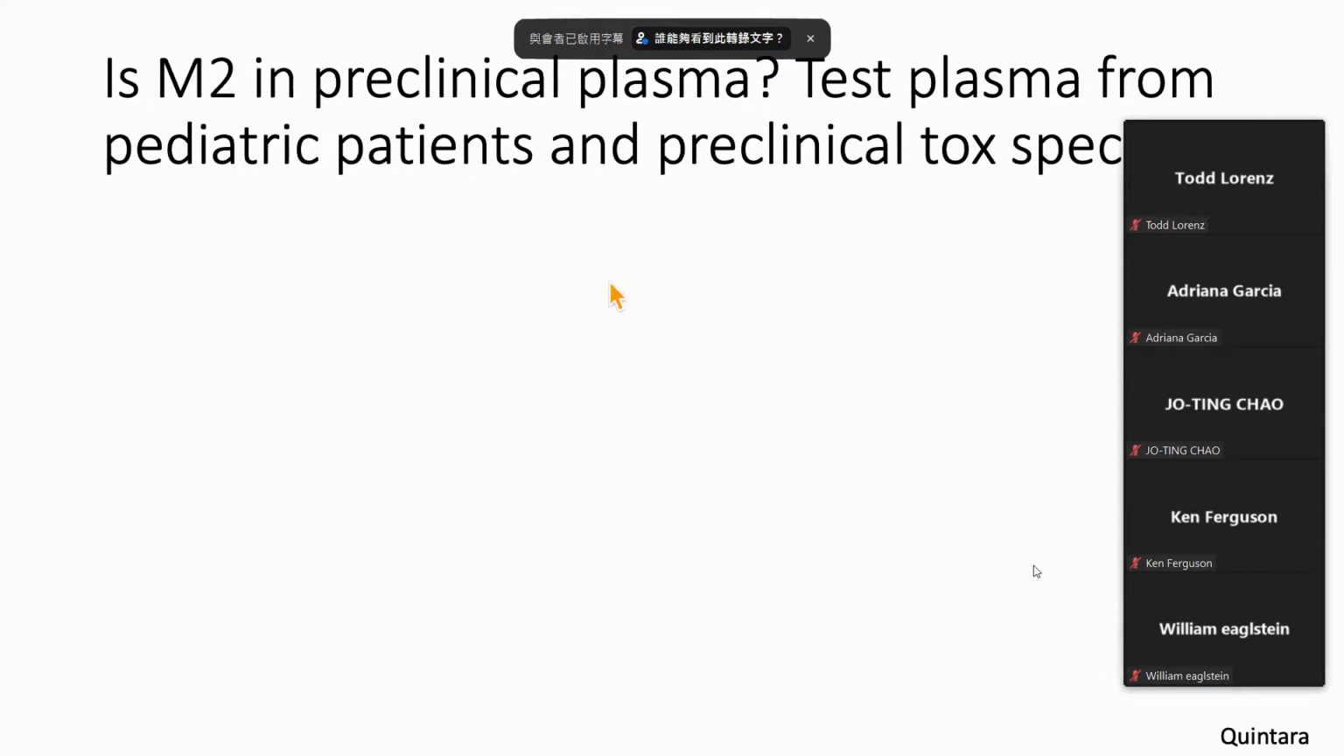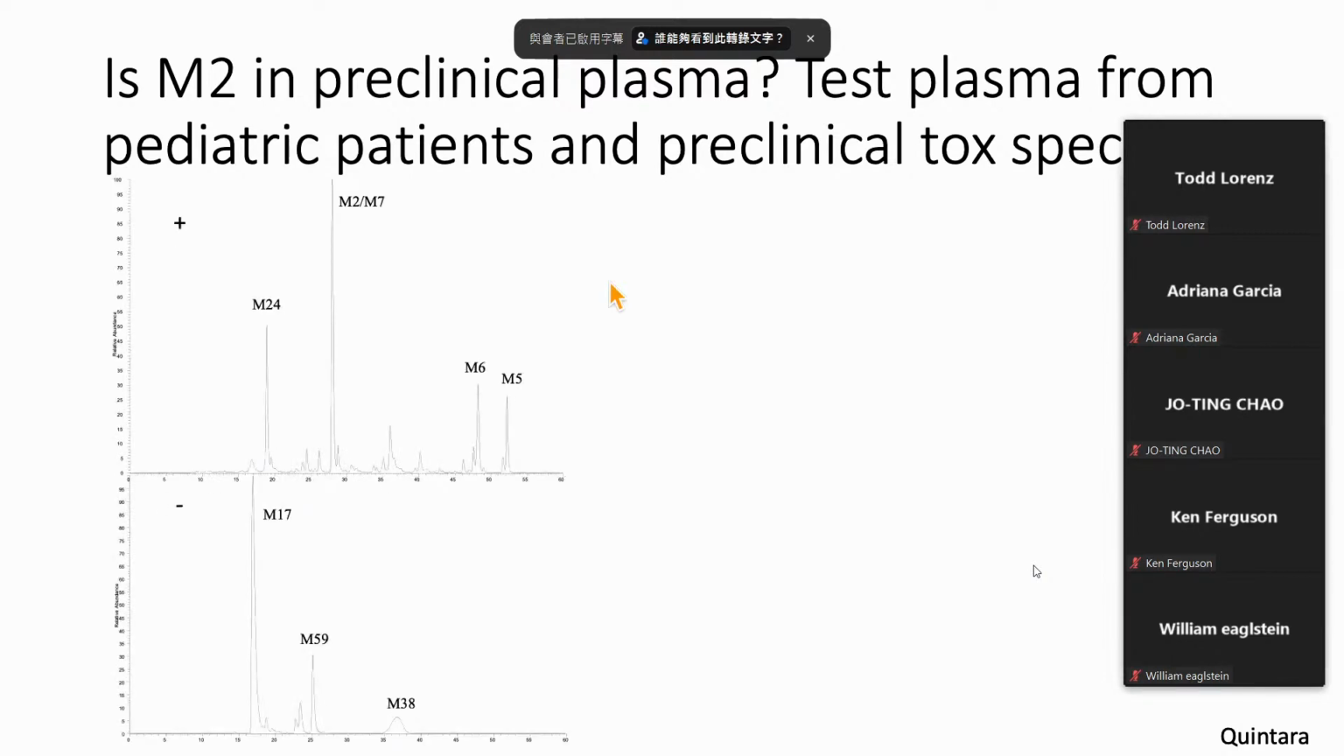So we call this metabolite M2, and then let's go back and see if it's in our preclinical animal species. We tested plasma from pediatric patients and from preclinical tox species. This was work done at Quintara in Hayward. These were all cold studies using standard mass spectrometers, and we used the exact same chromatography that they had used at LabCorp for the radioactivity work. So we could identify the M2 peak very easily, and we could see the M17 peak, which was the second peak in the radioactivity chromatograms.